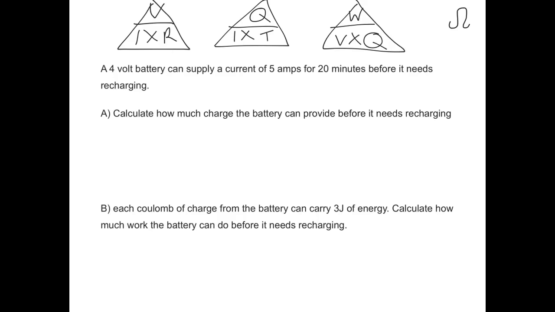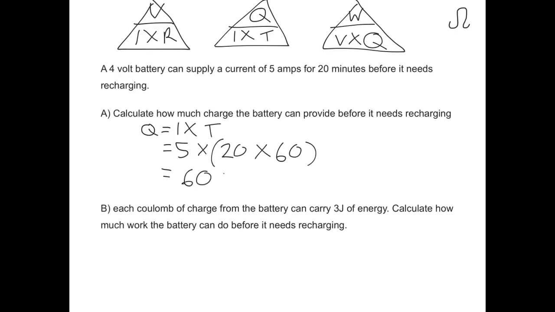So what I'm going to use is the QIT triangle. So I'm going to write out, because it's always good practice to do this, Q equals I times T. I is 5. T is 20 minutes, but remember that's not very scientific, so we're going to convert that into seconds by doing 20 times 60. And the answer here is 6,000. And like I just said, the units of charge are coulombs, so I'm going to write a capital C here.